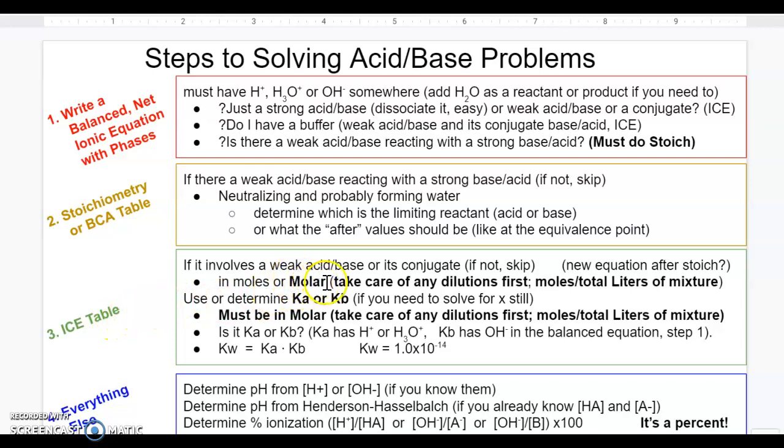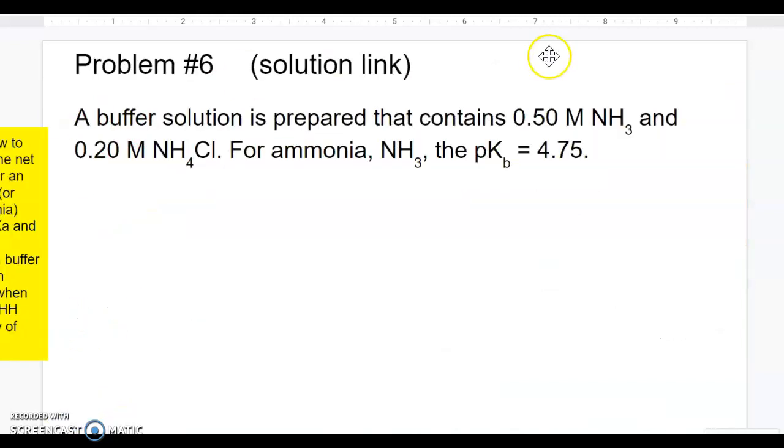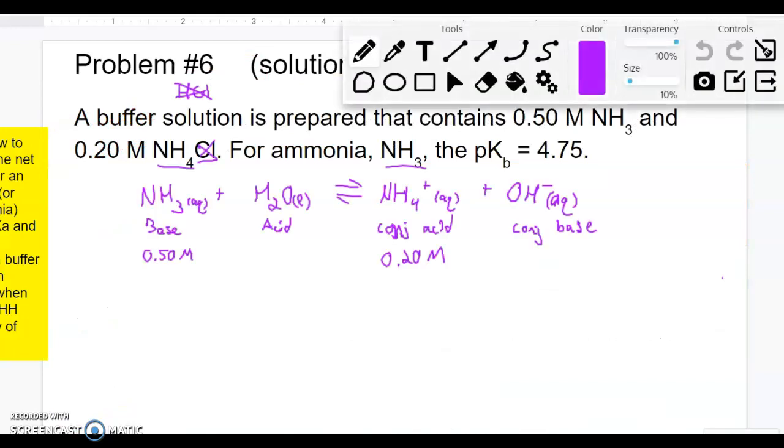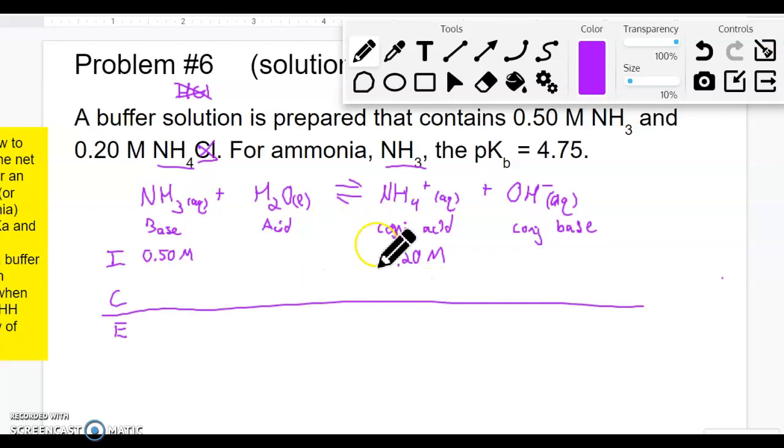It's useful to have things in molar because when we use Ka, Kb, all that kind of stuff, it needs to be in molarity. So we're going to set up an ICE table. Here we go. This is our initial values, and to determine the pH, we want to figure out what the values of these things are at equilibrium. If I can figure out the concentration of OH minus, then I can probably figure out the concentration of H plus at equilibrium too. So I'm going to do that.